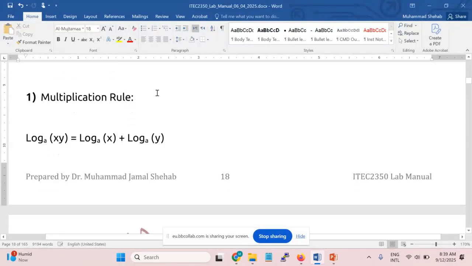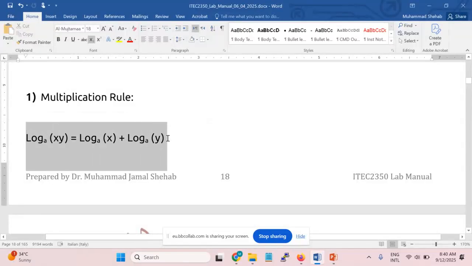In the logarithm rules, as we have studied, there is a multiplication rule. Log of x times y equals log x plus log y. For sure, this is log to the base a. In our case, in wireless communications, we are interested in the base 10, log 10. In binary and computer science, you have studied log 2. And in other math courses, you have studied log e, log to the base e. So in this course, we are interested in the log to the base 10.